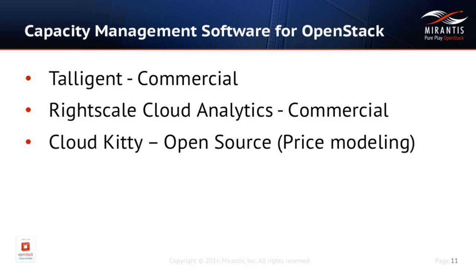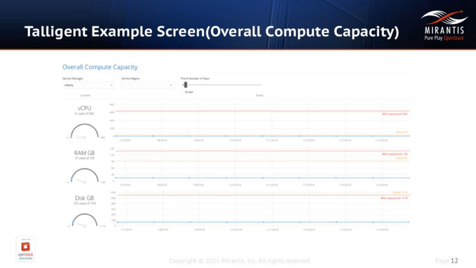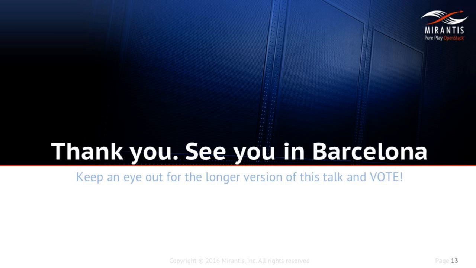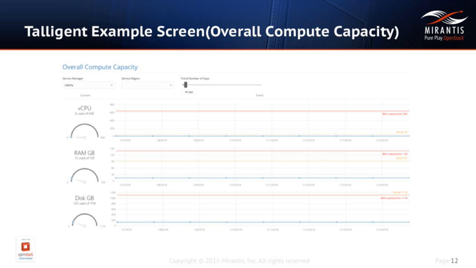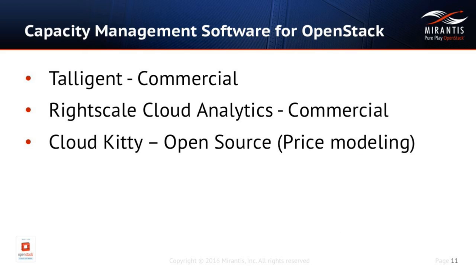Capacity management software for OpenStack. There are tools out there. The best ones are commercial right now. There is one called CloudKitty. It's open source. It does some price modeling. It's not there yet. Talligent gives you beautiful displays like this that tell you what your overcommit capacities are versus your real capacities. RAM, disk. Oops, I'm missing a slide, but that's okay. And another one is RightScale with Cloud Analytics. Again, that's more of a pricing model.